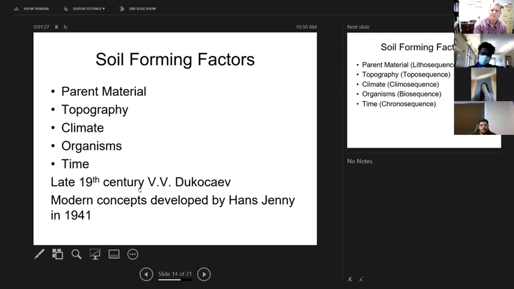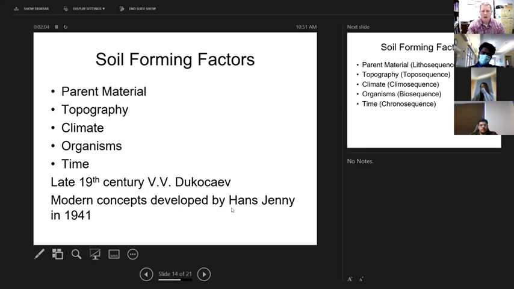Okay. Now, in the late 19th century, there was a Russian guy, and I'm not even going to try to pronounce his name, Dokuchaev or something. He came up with the concept that there are these soil forming factors. If these soil forming factors are consistent from one area of the world to another, we tend to have very similar styles of soil. Okay. And I'll give you some examples of how that works.